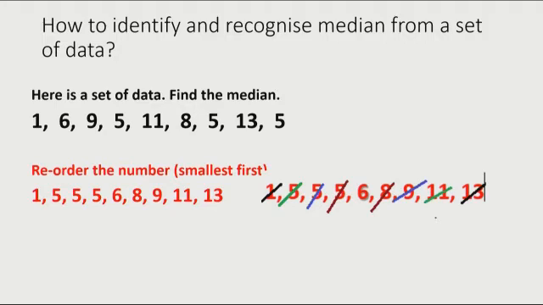That's because I had an odd set of data. So I'm left with only the 6 in the middle. What does that mean? It means that the median is 6. So median is the middle value. The median is 6. Let's have a look at a different one.